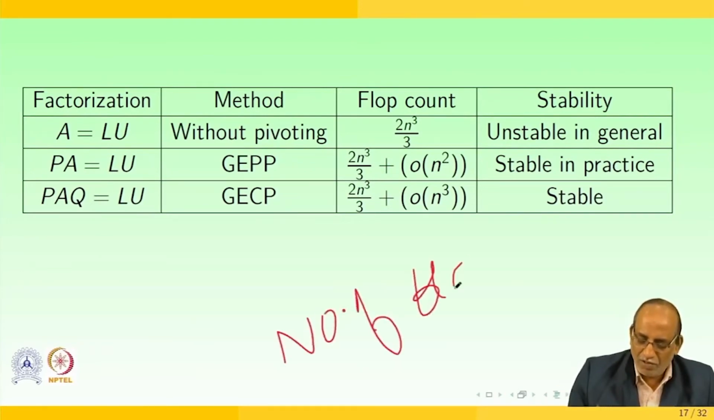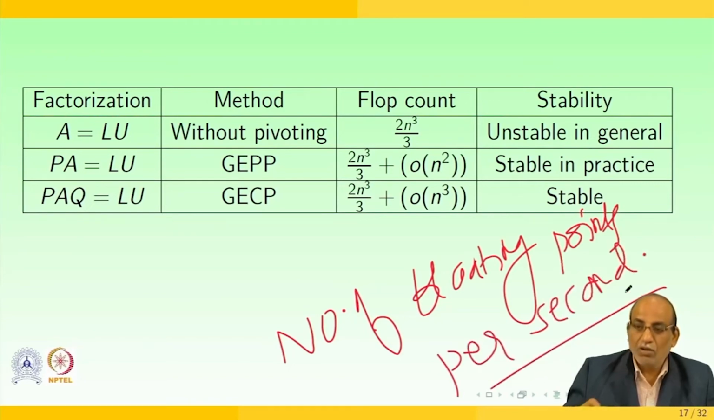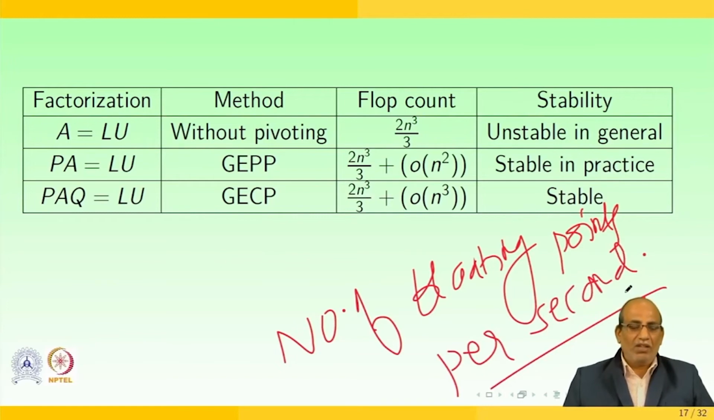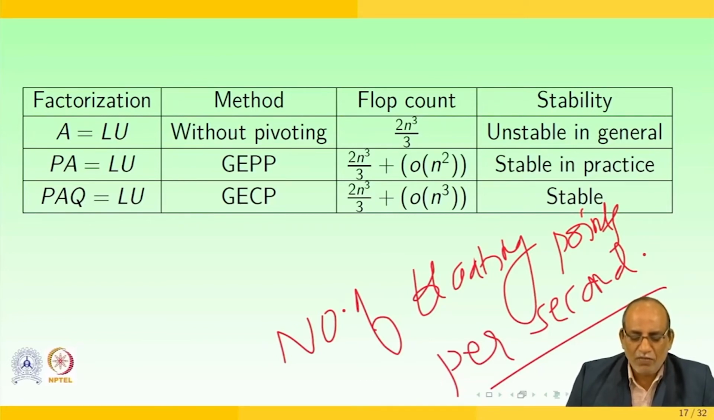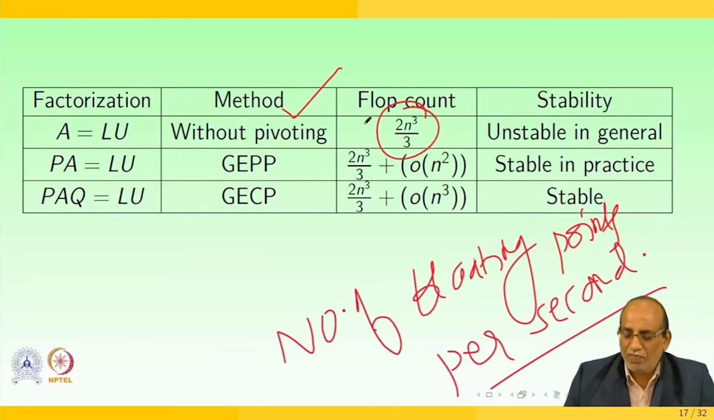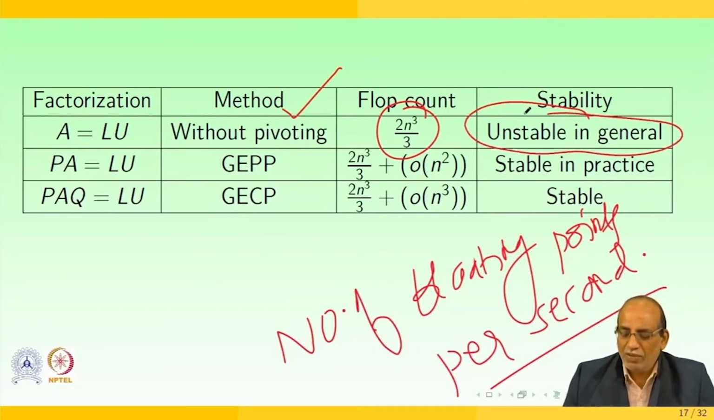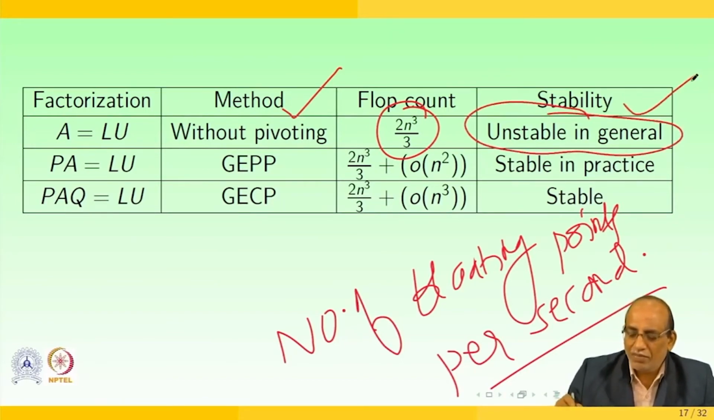Well, now let us look at the flop count, the number of floating point operations. So A is equal to L into U, that is lower triangular matrix and upper triangular matrix. The method is without pivoting, and the flop count is 2n cube by 3. That is the flop counting. And stability is unstable in general. So the method will become unstable in general.